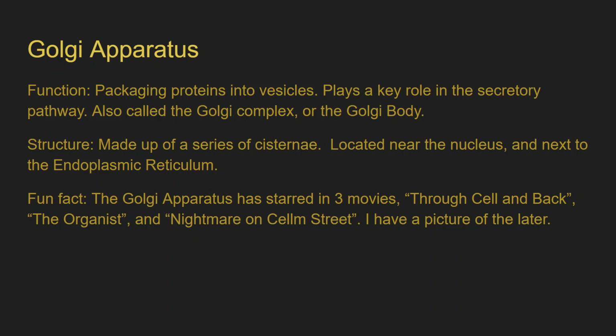The Golgi Apparatus. Its function is that it packages proteins into vesicles. It plays a key role in the secretory pathway, also called the Golgi complex or the Golgi body. Its structure is that it is made up of a series of cisternae located near the nucleus and next to the endoplasmic reticulum.